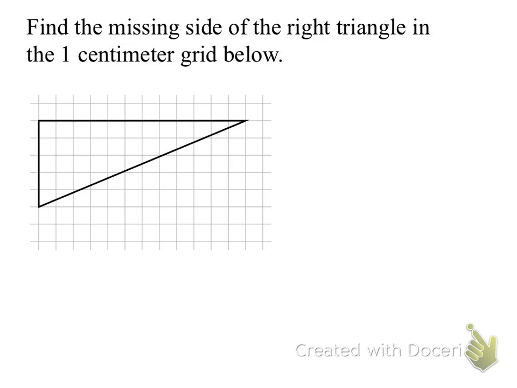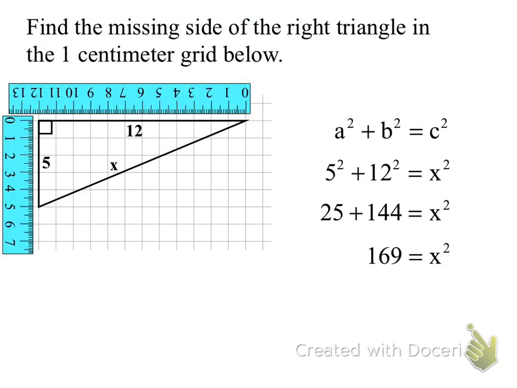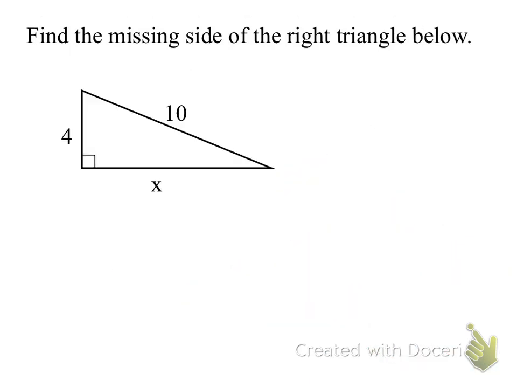Okay. On this one, it says, find the missing side of the right triangle. Well, actually, we're able to figure this one out, so I'm going to skip this one. And by now, you should know the square root of 169 is? 13. Good, finally. I feel like my kids are learning it.